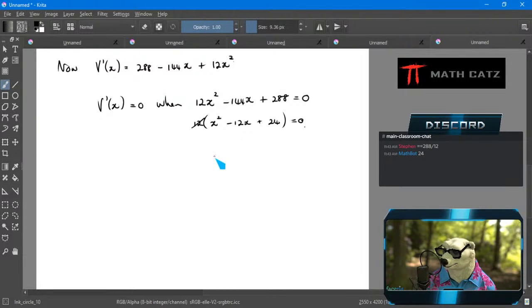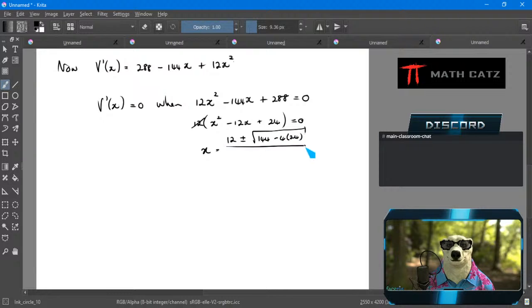Now, I don't see how to factor it. The quadratic formula will always work, so why spend time more than a few seconds? So negative b is 12 plus or minus square root of b squared is 144 minus 4 times a, which is just 1, times c, which is 24, over 2 times a, which is again just 1.